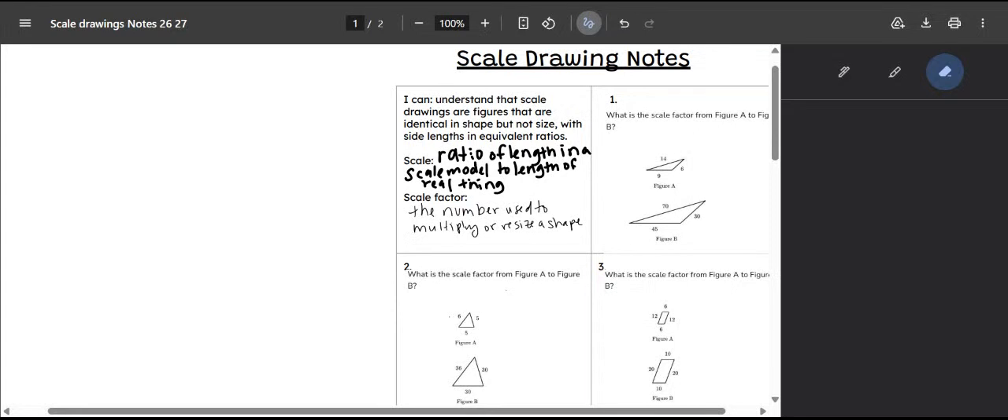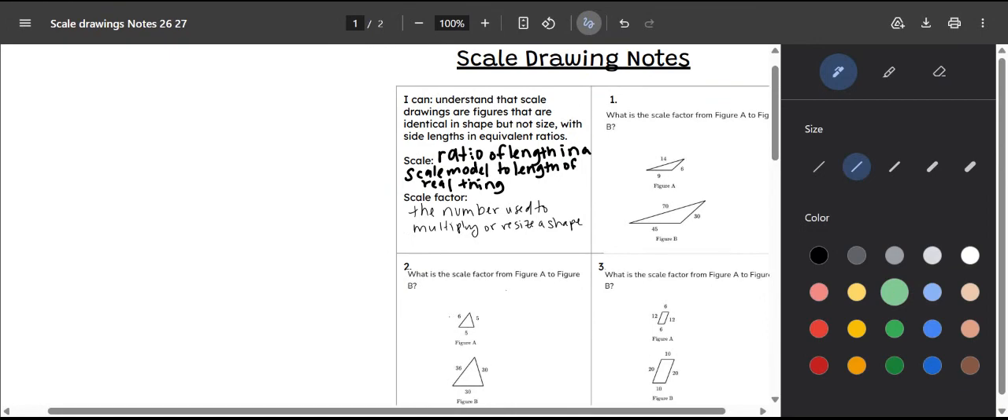Hey mathematicians, today we are going to learn about scale drawings. So our learning target is, I can understand that scale drawings are figures that are identical in shape but not size, with side lengths in equivalent ratios.